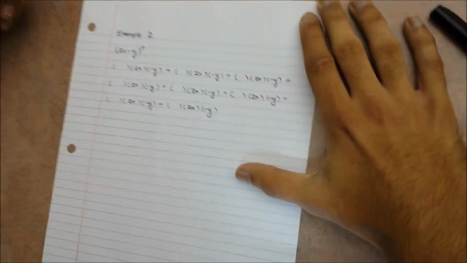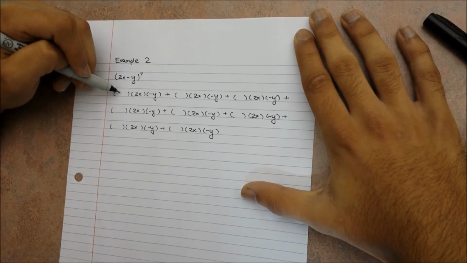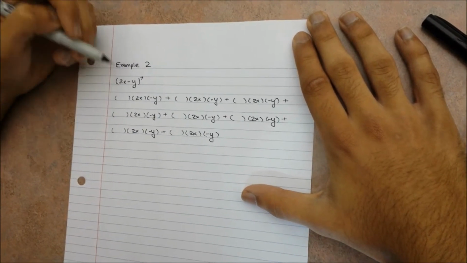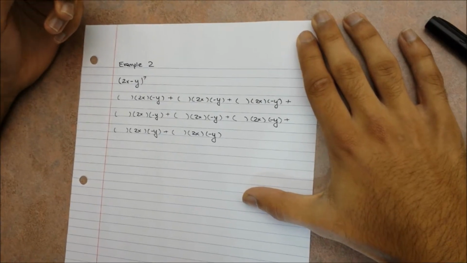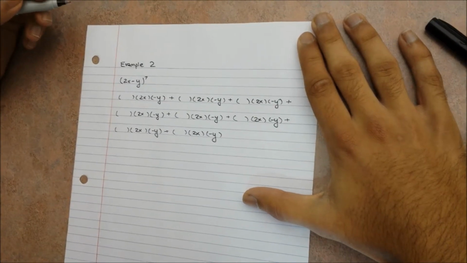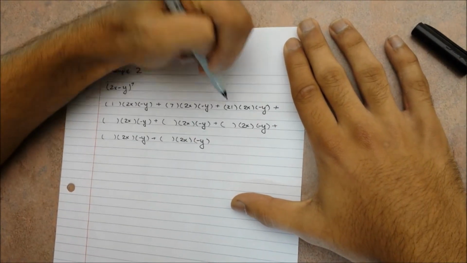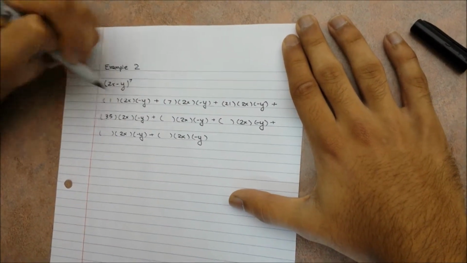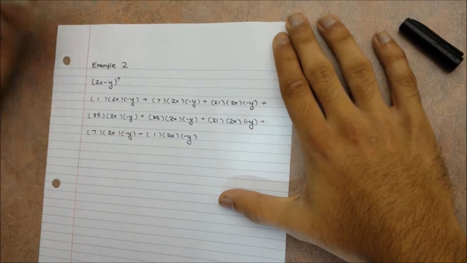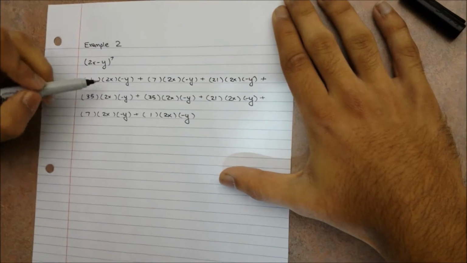And now, for the coefficients, you can use either Pascal's triangle, as Azrit showed you guys, or you could use the combination. For this, I just went ahead and used Pascal's triangle, and the coefficients that I got were 1, 7, 21, 35, 35, 21, 7, and 1.